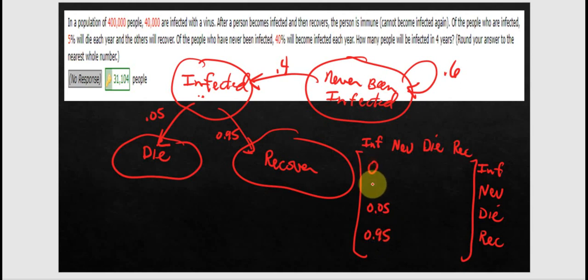Right? It says nothing about these two. That's 0. Those who have never been infected, 40% will become infected, so that's 0.4, and 60% will stay not infected. Right, so that's 0.6. Now that's already added up to 1, so this is 0 and 0. Same thing here. These two added up to 1, so the other two have to be 0.